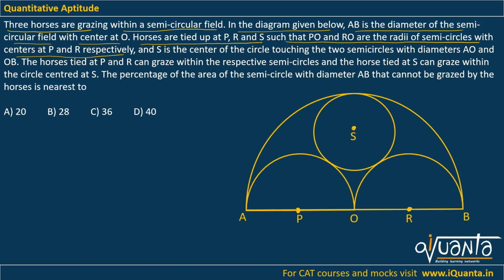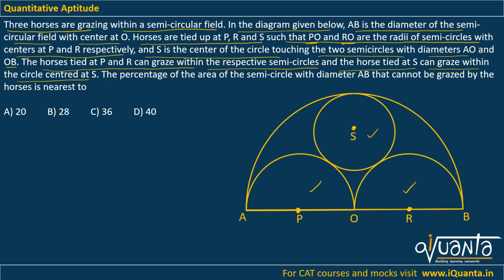And we have been given that PO and RO are the radii of the semicircles that have centers at P and R respectively. And S is the center of the circle touching the two semicircles with diameters AO and OB. So this is the circle having center S. The horses tied at P and R can graze within the respective semicircles, and the horse tied at S can graze within the circle centered at S. So the horses tied at P and R will graze in these semicircles. The horse tied at S can graze throughout this circle, okay?